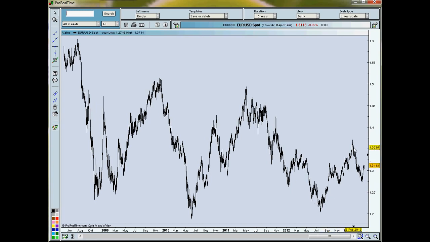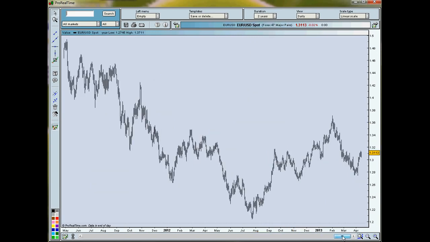If we look at the actual price action, let's go from 5 years down to 2 years here. We see that there's kind of a head and shoulders pattern that may be starting. And if that's the case, then it would come down to somewhere in the neighborhood of right around here.